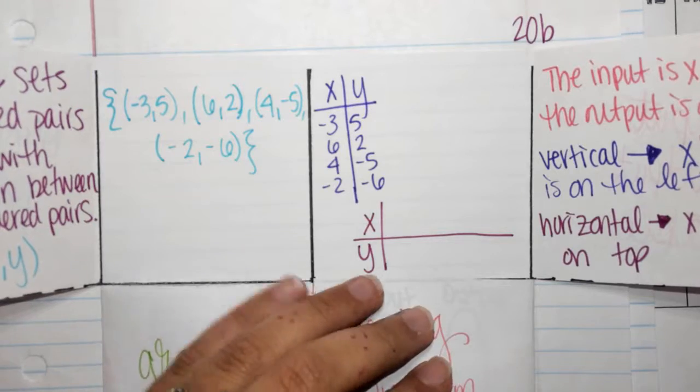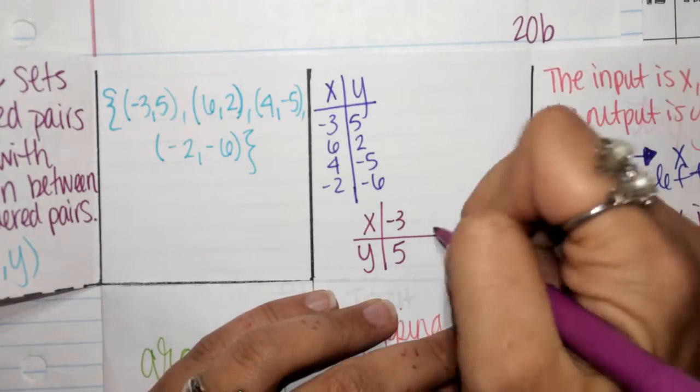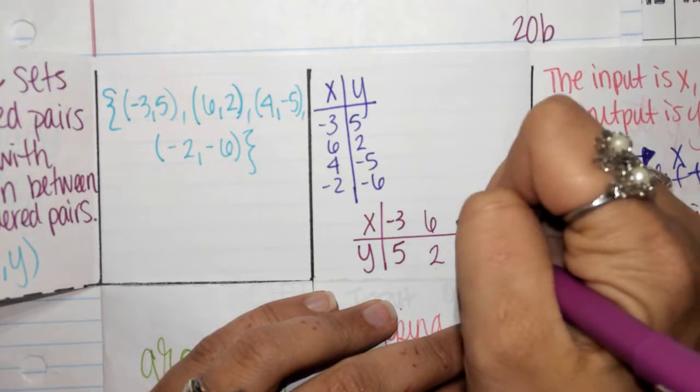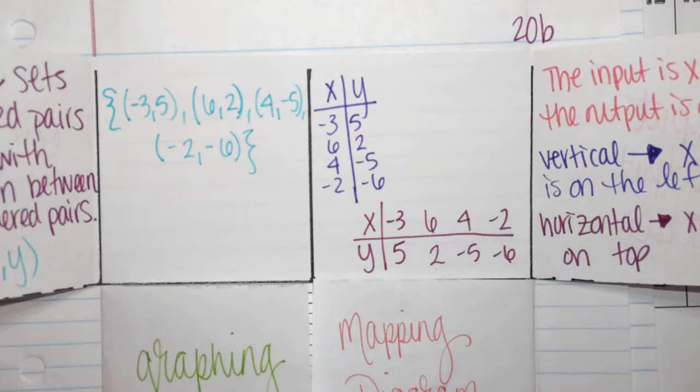Here's what a horizontal table looks like. You do the same thing, except you write -3 and then 5, 6, 2, 4, -5, -2, -6. Yep, it's the same thing but sideways. Why not just do it one way? Because I'm showing you all the ways that we can write a table.